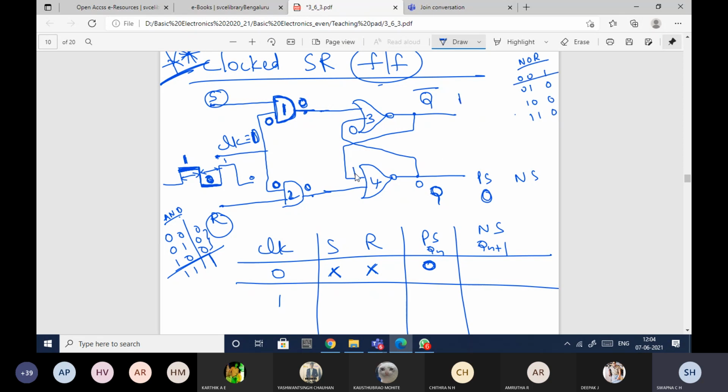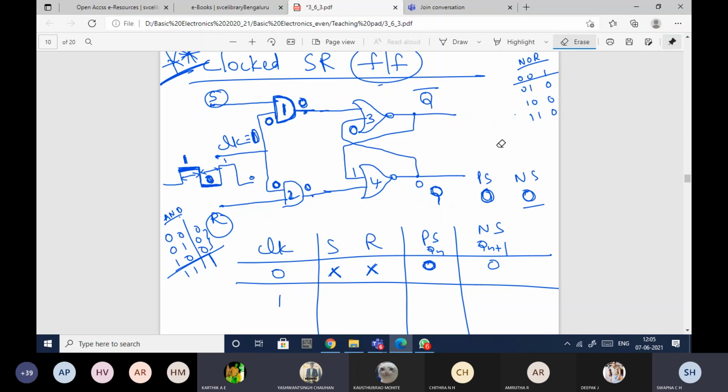This 1 will come back here to the fourth gate. So 0, 1, the output will be equal to 0. Again, this 0 will go here. So 0, 0, the output will be equal to 1. So Q and Q bar are complement of each other. And if the present state is 0, the next state is also 0 only. Is it clear?